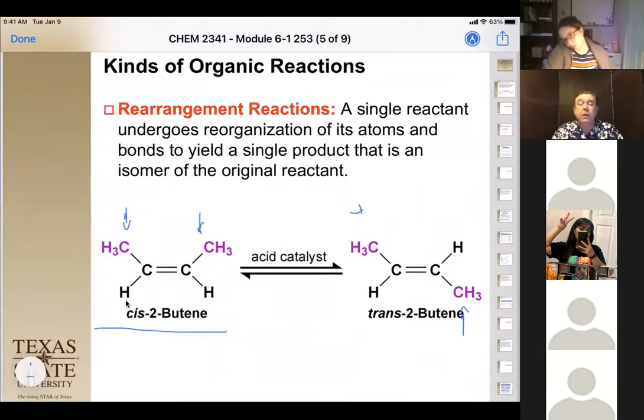Now this does not happen without some major force here. Remember that double bond is rigid. It does not rotate there. So what we have to do is use an acid catalyst to break the double bond, let it have free rotation around that new sigma bond, and reform that double bond. That's not the only kind of rearrangement we have. We also have what we call a carbocation rearrangement, which we will get to talk about today.